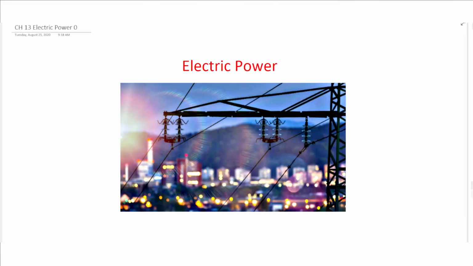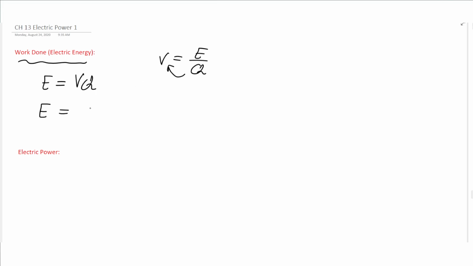Chapter 13 is about electric power. First, we need to know how to calculate the energy, electric energy. Electric energy is calculated either using VQ, which comes from the equation of the voltage. Voltage is equal to energy divided by charge. So by cross multiplying, energy is equal to voltage multiplied by charge. Or you can replace Q with IT, so VIT.